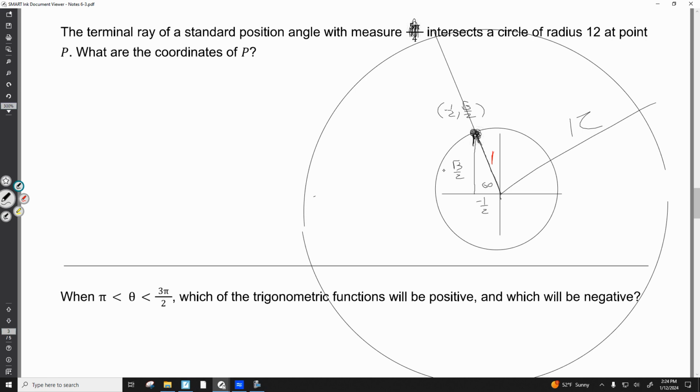Okay, now we have a circle whose radius is 12. This terminal ray of 2 pi over 3 will intersect that circle of radius 12. What are the coordinates of that intersection? Tell your neighbors and tell them why. It really goes along with the question you had on your quiz today, and the questions you had on your quizzes on Monday or on Wednesday.